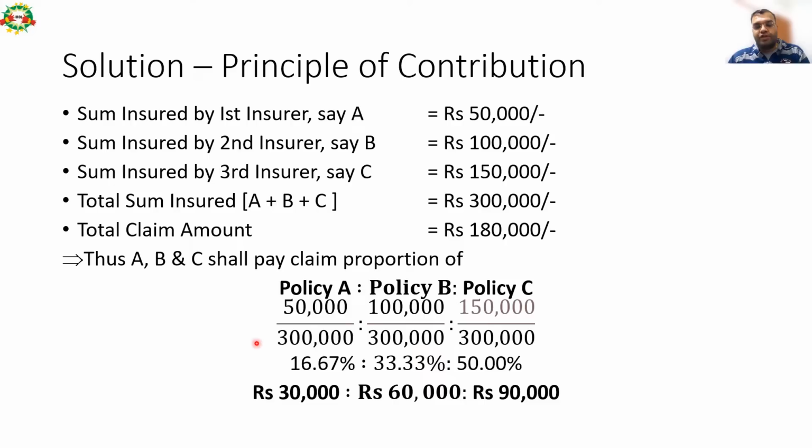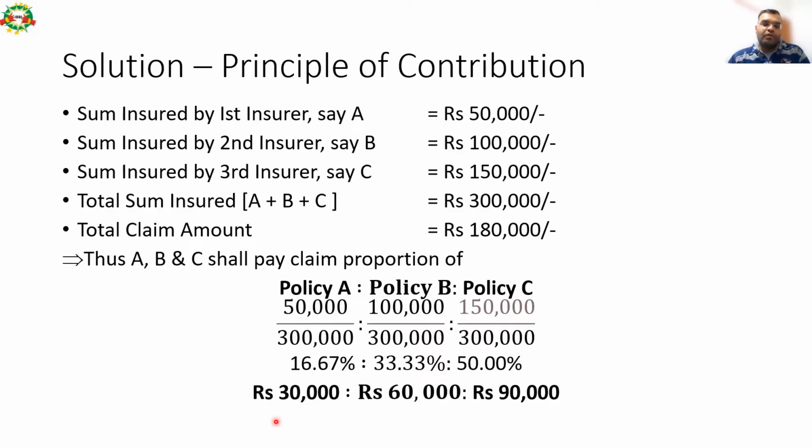So what is the proportion of sum insured among companies A, B, C? It is 50,000 sum insured by company A, 1 lakh sum insured by B, and for policy C, the sum insured by C, each divided by the total sum insured. So 16.67% of the claim amount shall be paid by company A in proportion of their sum insured to the total sum insured, and 33.33% will be paid by policy number B, and 50% will be paid by policy number 3.